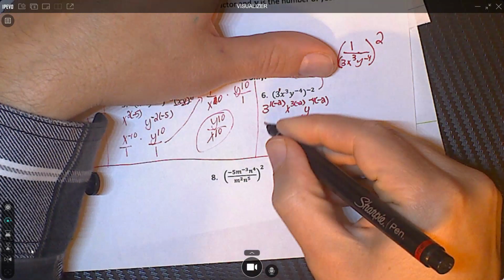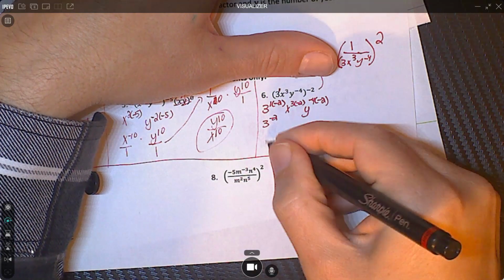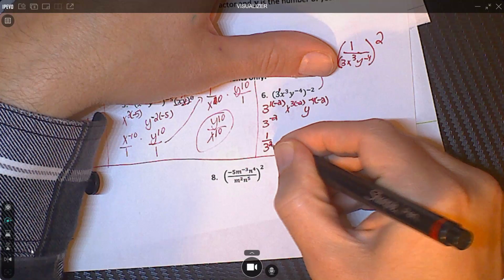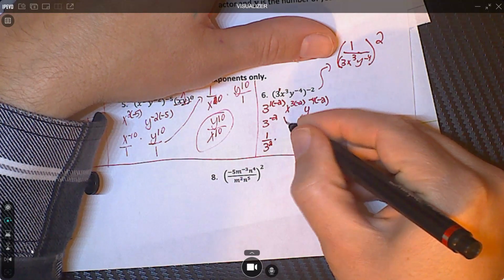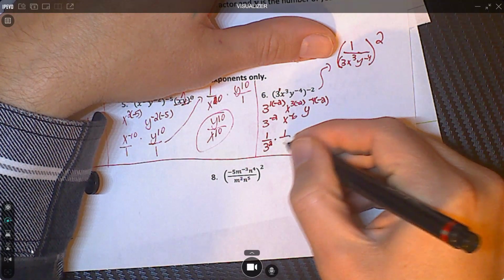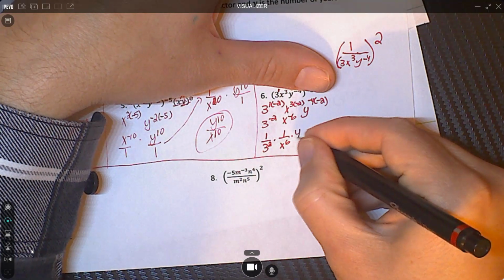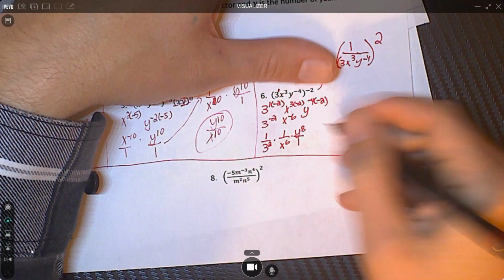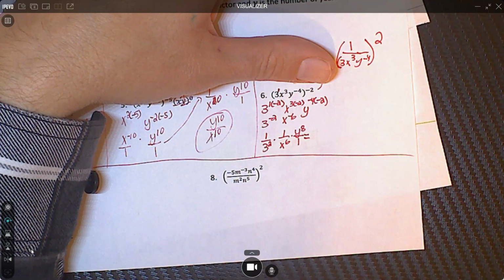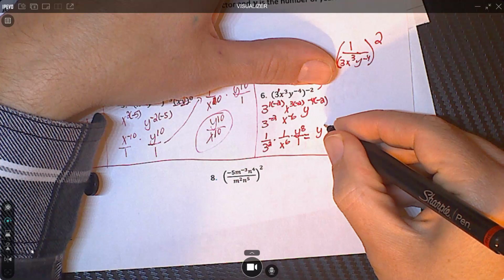So now I've got 3 to the negative 2, which is 1 over 3 squared, times x to the negative 6, which is 1 over x to the 6. And then that turns into a positive 8. So final answer, 3 squared is 9.